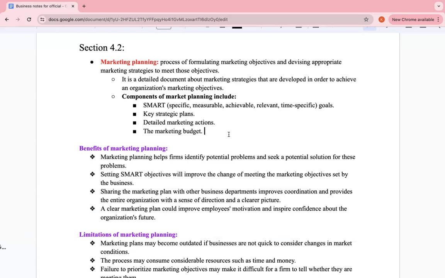Key strategic planning. So it needs to be strategic. It needs to be detailed marketing actions. So this will actually guide the employees in a better way. And the marketing budget, because again, the business has a finance department and the business has specific finances. So they need to see if the business can actually afford this goal, and they need to have a budget for this goal.